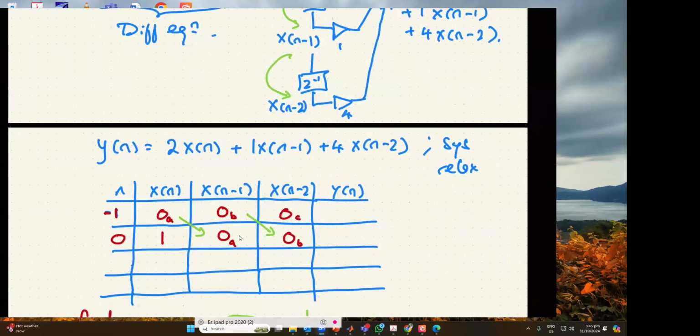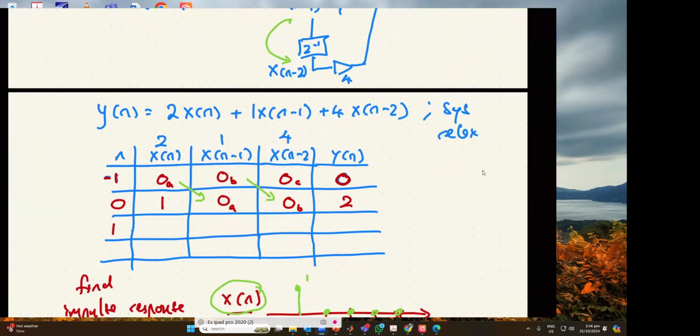All right. Now let's add yn equals 2xn. So it's 2 times this guy, plus 1 times this guy, plus 4 times this guy. So the answer is 2 times 0, 1 times 0, 4 times 0. The answer is 0. Now, what about here? 2 times 1 plus 1 times 0, 4 times 0. So it's 2.